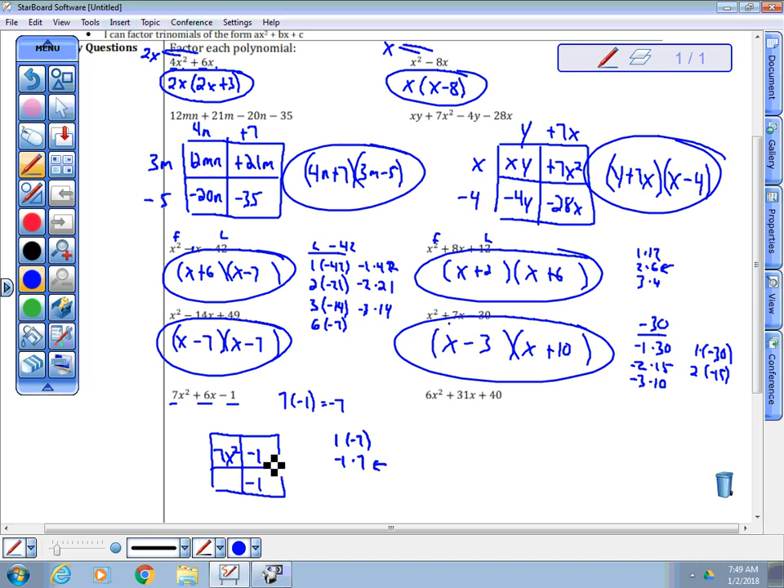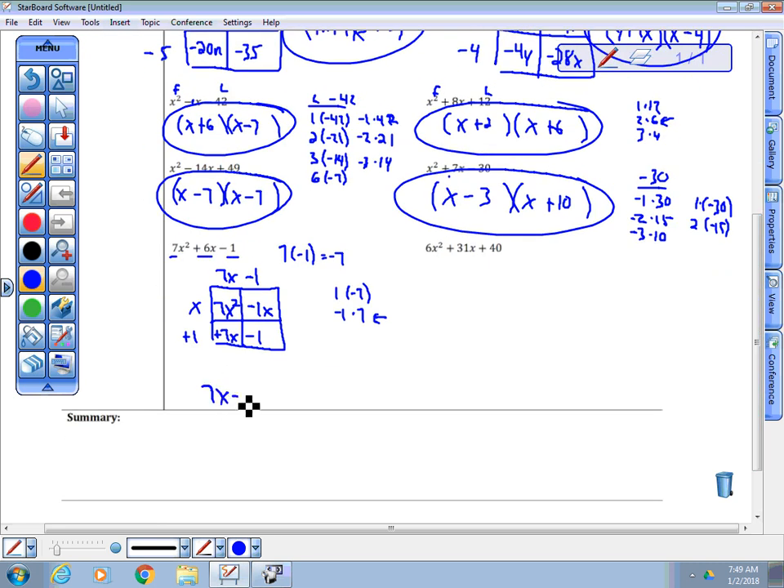So I'll put a minus 1x and a plus 7x, and then do my GCFing. So it looks like 7x and a minus 1, and in this direction looks like an x, and looks like a plus 1. So my answer for that one is going to be 7x minus 1 and x plus 1.